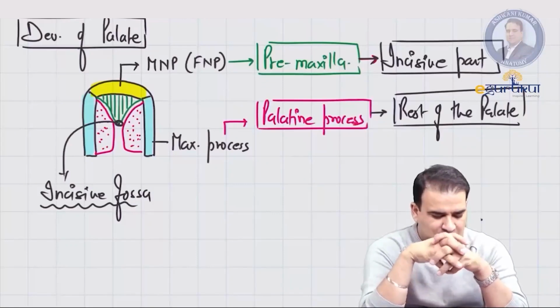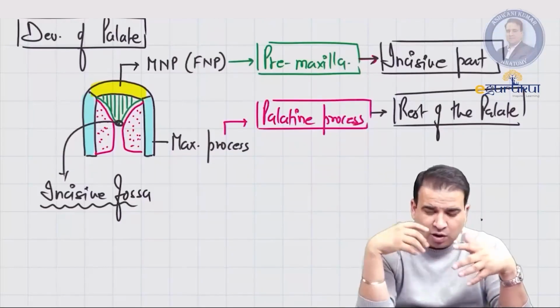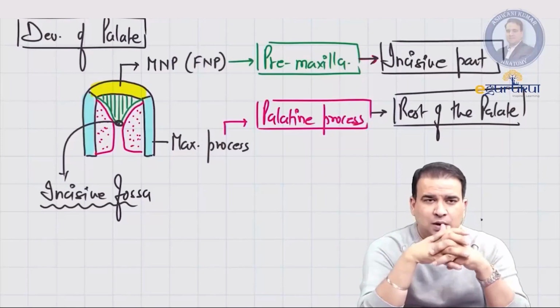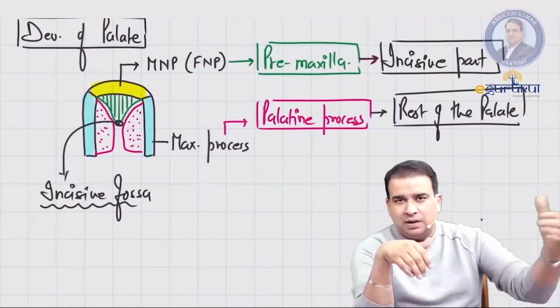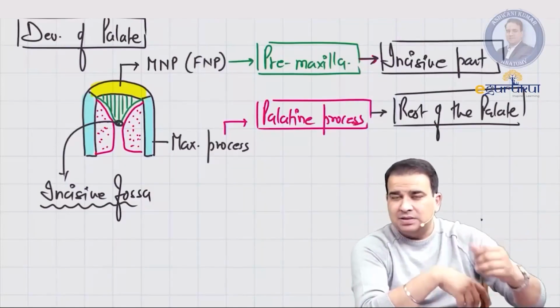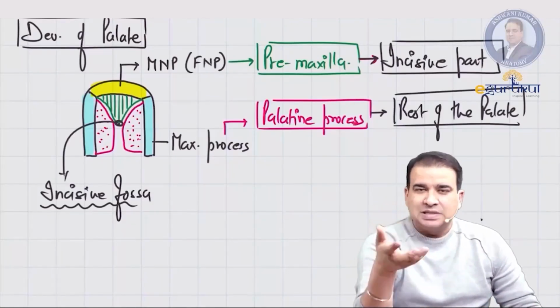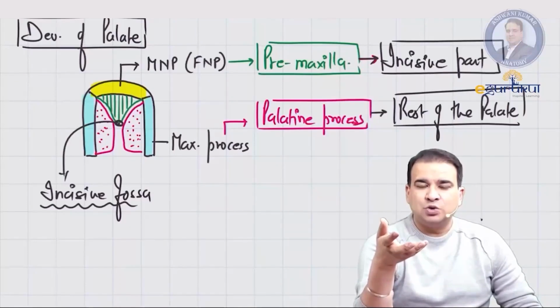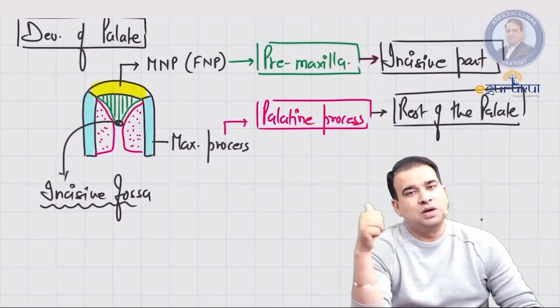So this is about the palate. And what about the muscles of the palate, guys? I mean, we're talking about the connective tissue and the bones. What about the muscles of the palate? We already said in the previous discussion that muscles of the palate and even the pharynx are derived from the fourth pharyngeal arch, except tensor veli palatini, which will come from the first arch.